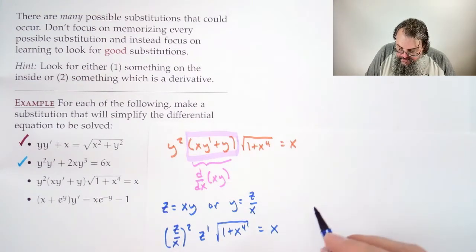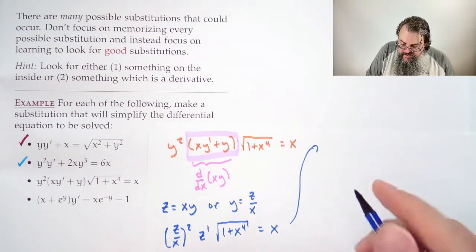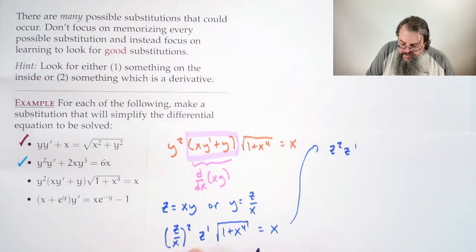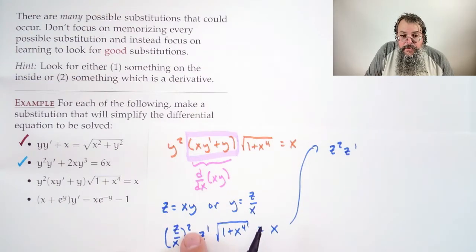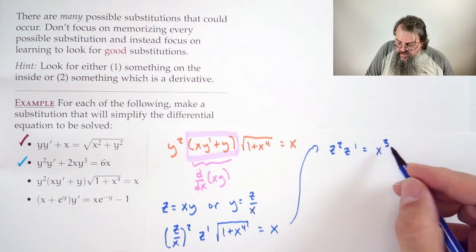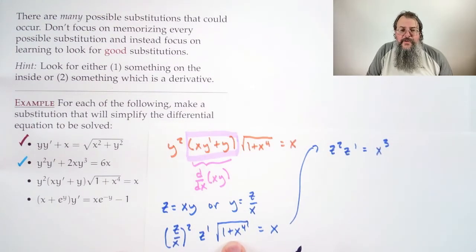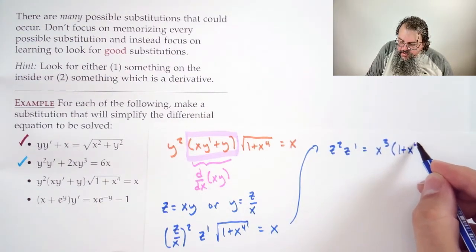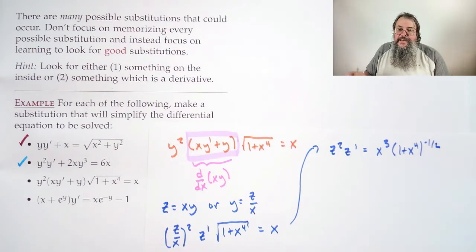This would become z squared times z prime. That's that part. Let's move the x's across. There's an x squared here, and that's downstairs. So when we move it across, it becomes an x cubed upstairs. And this square root of 1 plus x to the fourth would be divided, but I'm going to write that as 1 plus x to the fourth to the minus a half. In other words, I'm trying to make it calculus friendly, in the sense that it's something we could try to integrate.